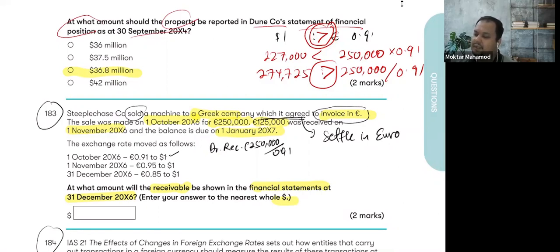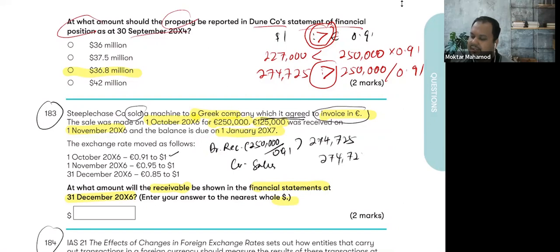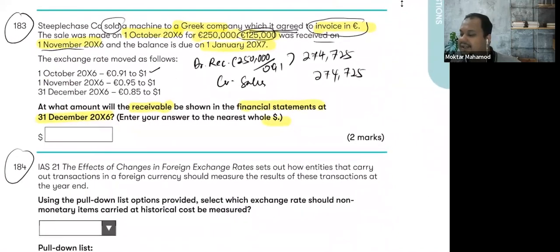So I will delete this one, and it will give the amount of 274,725. So credit sales or revenue 274,725. Okay, and then they say that 125,000 was received on 1st November year 6, meaning that this is still within the accounting period. Half of the amount was received by the company.